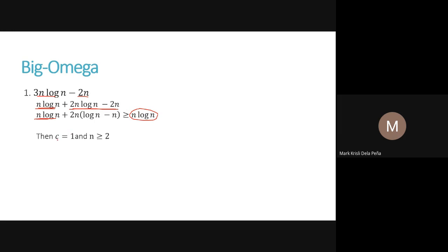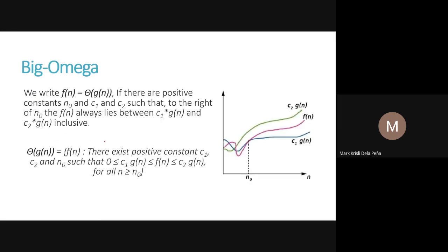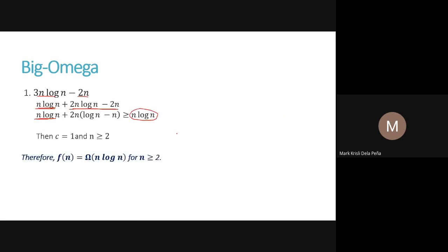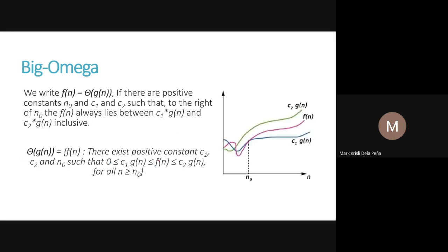Then to get the C, that's equal to 1, and n is greater than or equal to 2, because here in log n, okay, I forgot to include the graph. But again, if you recall, log base 2 of n, when n is equal to 1, would be equal to 0. Therefore, f of n is in omega of n log n for n greater than 0. So that's just big omega.